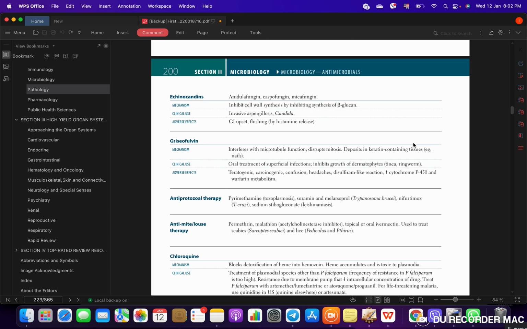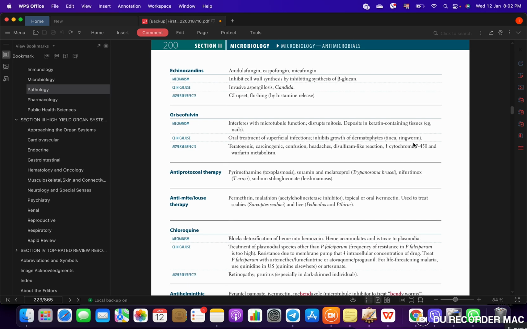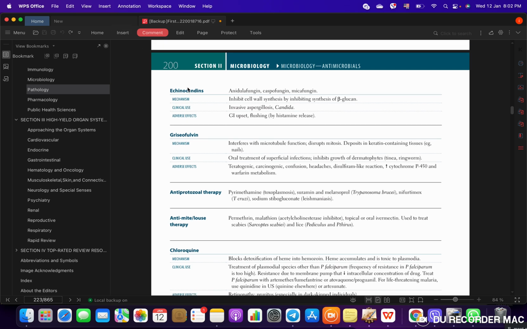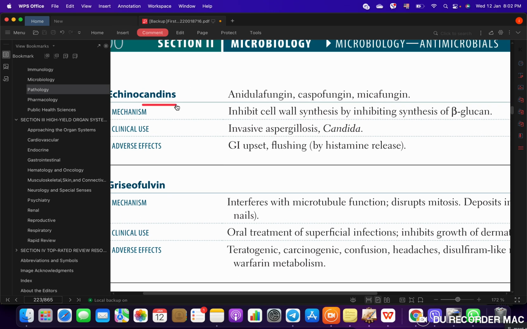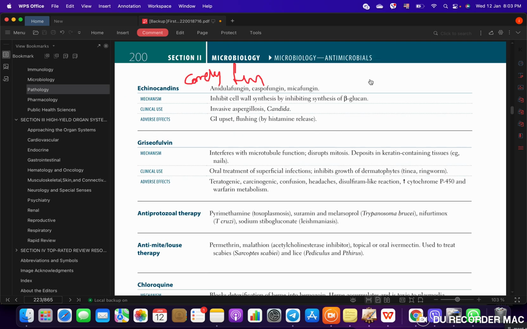So the echinocandins. If we speak about the echinocandins, remember guys, when we buy candy, we have fun, yes? Okay, so let's have fun while eating a candy that has a lot of glucan in it, which has a lot of sugar, fungin. They inhibit cell wall synthesis by inhibiting the synthesis of beta-glucan. The clinical use is invasive aspergillosis and candida. The adverse effects include GI upset and flushing, which happen by histamine release.